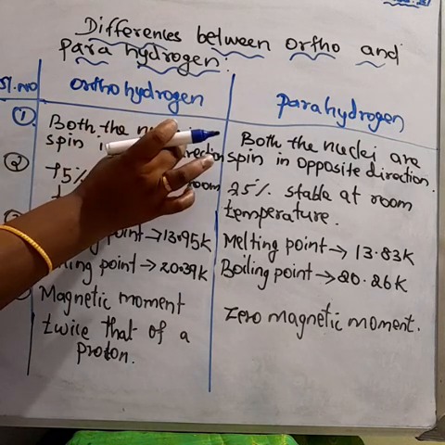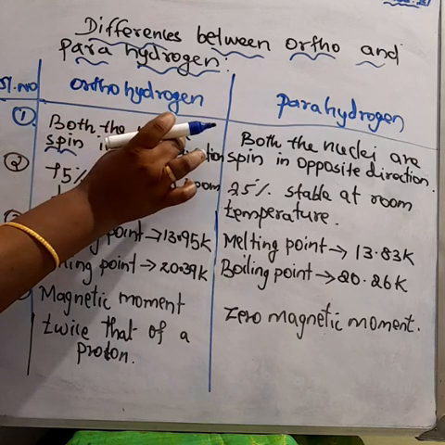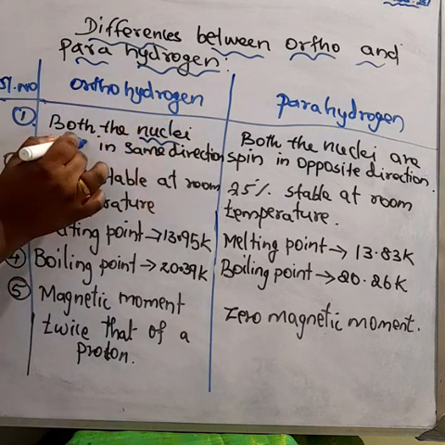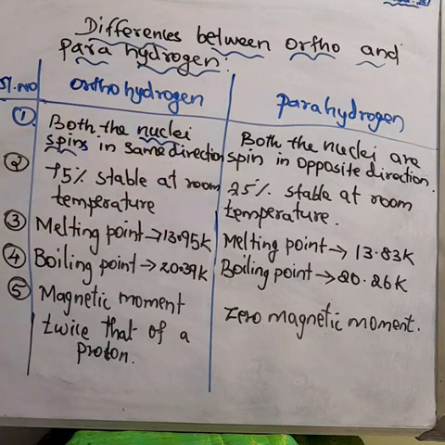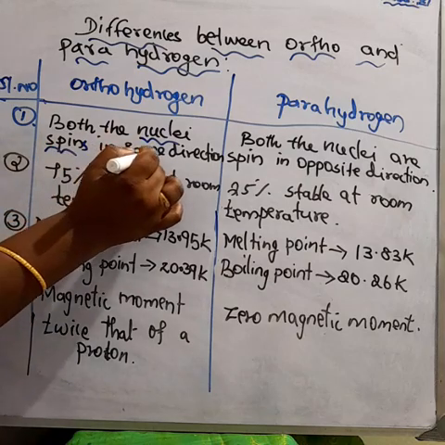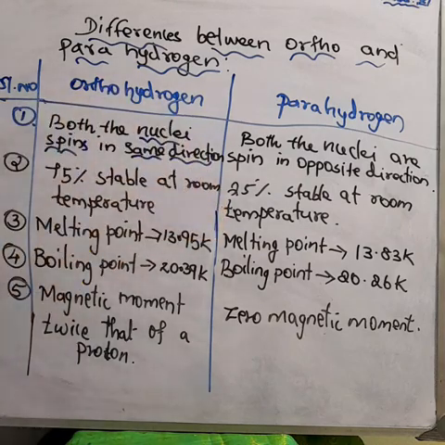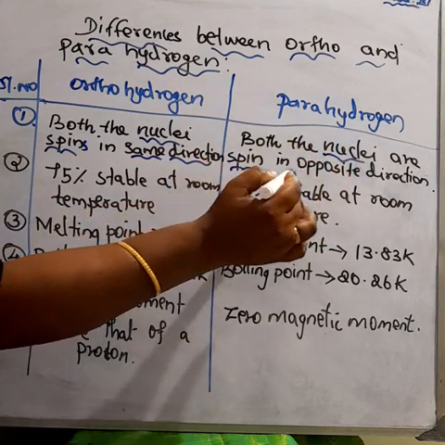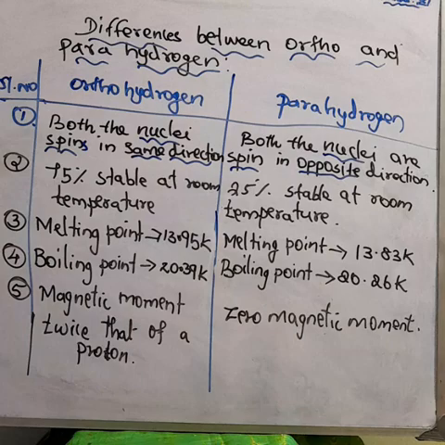In orthohydrogen, both the nuclei of the hydrogen atoms in the molecule spin in the same direction. That is called orthohydrogen. Parahydrogen means both the nuclei of the two hydrogen atoms spin in opposite directions. That is called parahydrogen.